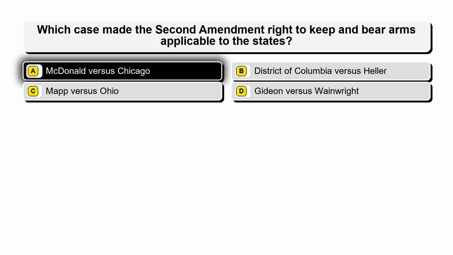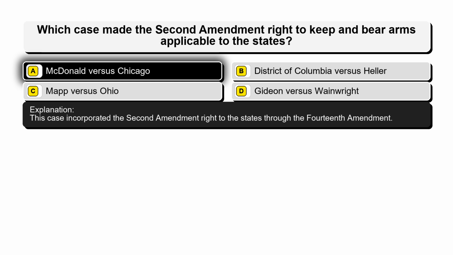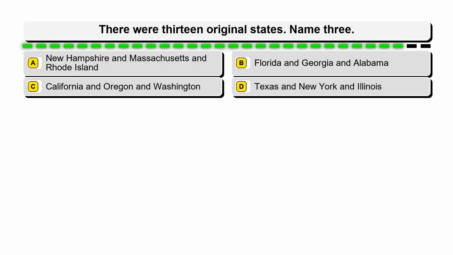The correct answer is option A. McDonald vs. Chicago. This case incorporated the Second Amendment right to the states through the 14th Amendment. Question 6. There were 13 original states.